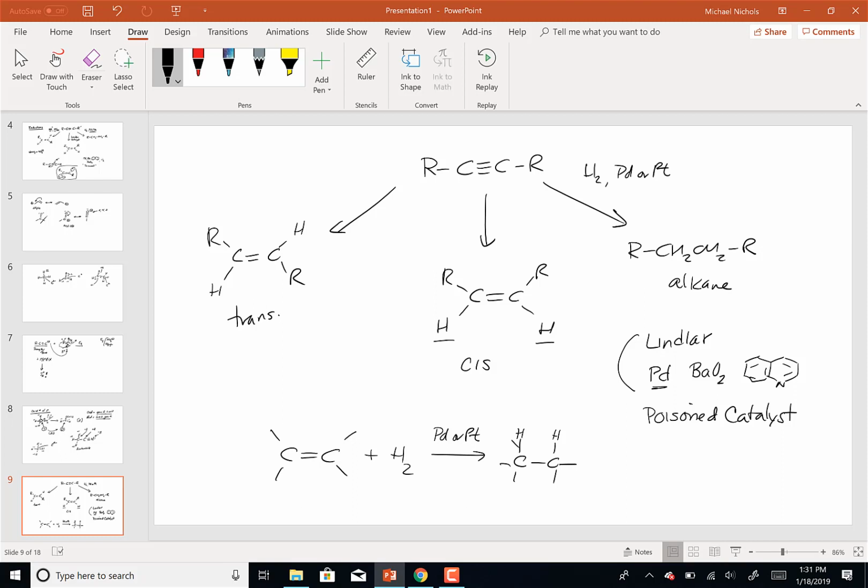And you don't have to know what these things are. You can just say Lindlar. And if on the final exam they put this stuff, then I go in there and I write Lindlar. So the Lindlar catalyst lets you stop at the double bond and add cis.